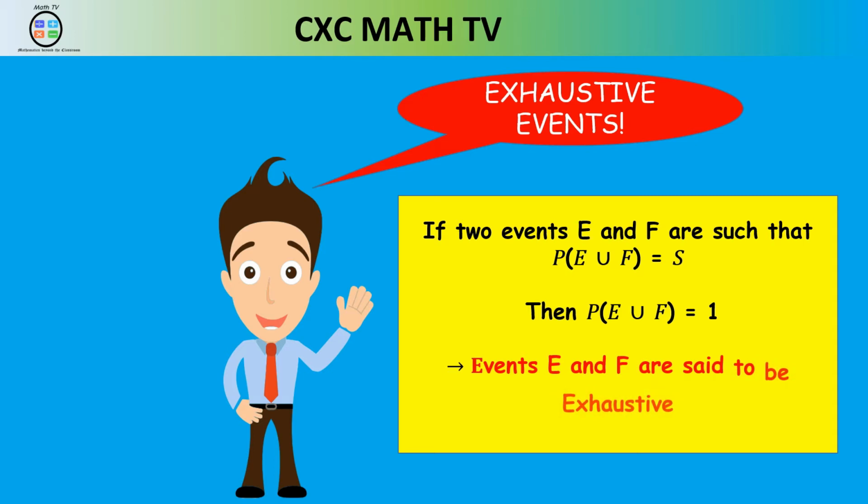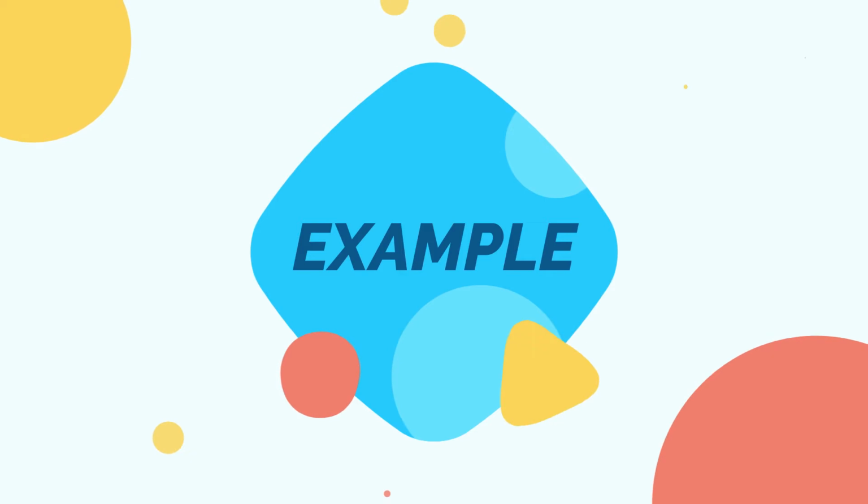So the union of two sets gives us the entire sample space, and therefore the probability of the union is 1. When the probability of the union is 1, these are exhaustive events. So let's look at an example right here.